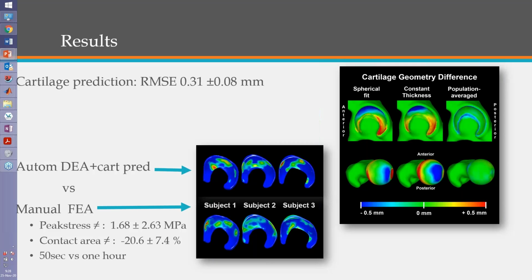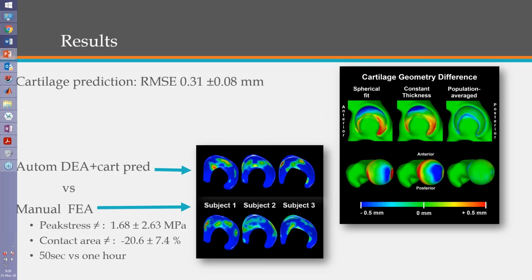In both spherical and constant thickness fitting, you typically have an underestimation of the cartilage thickness in the superolateral acetabulum and the anteromedial femoral head, compared to the population average, where you had that smoothened out effect because of the local differences in the cartilage thickness.